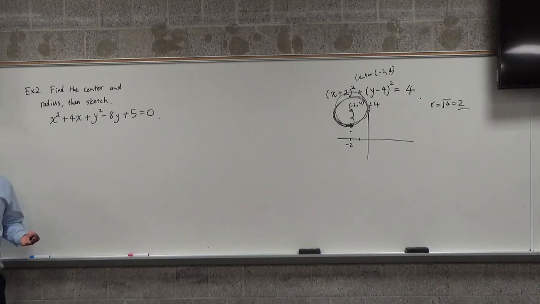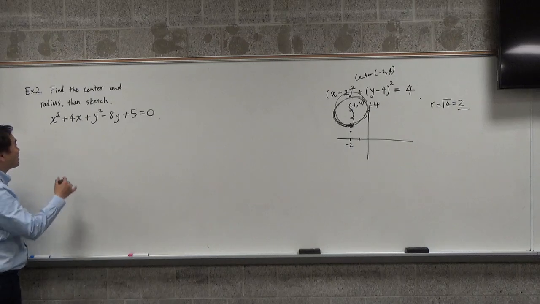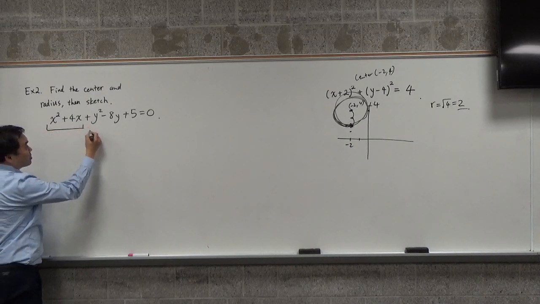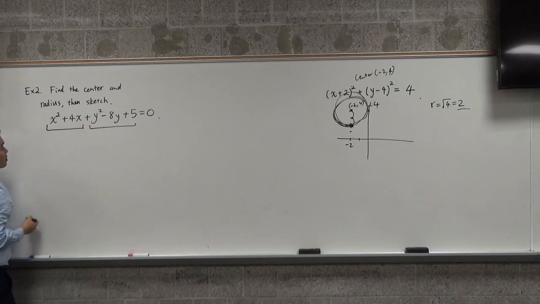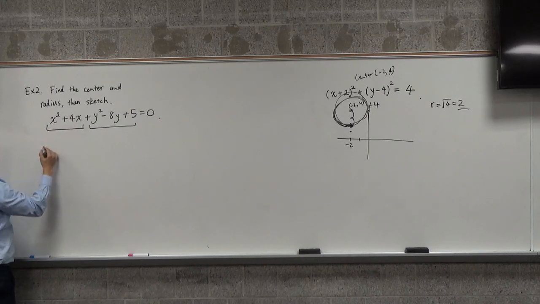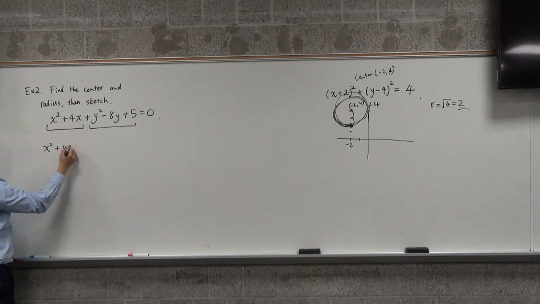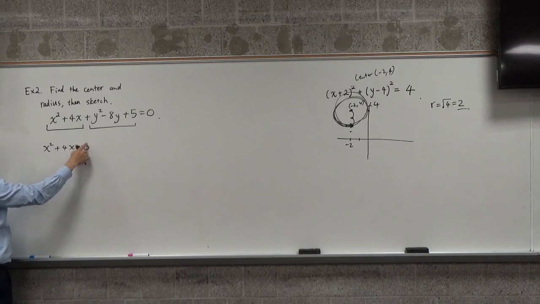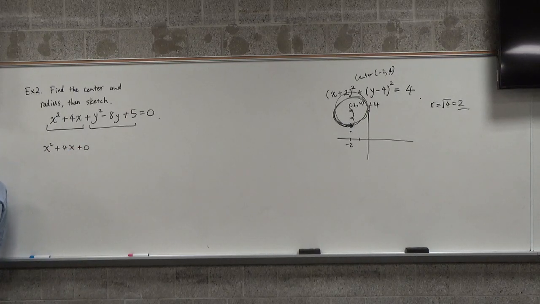What you do is just do the completing the square as we have done before. So you take this much, and you take this much. First, you think about x squared plus 4x as x squared plus 4x plus 0. So your goal is to make the constant term 0. Let's see how we do this. What's the first step? Completing the square, first step.